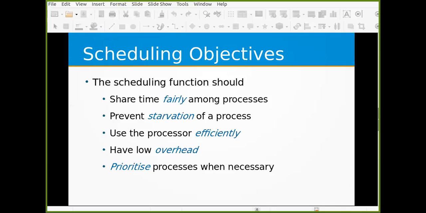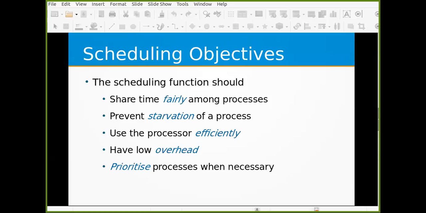Deprive of food, correct. So here, instead of that, we can say deprive of processor time. It should not happen that any one process is never assigned the processor because there are some other higher priority processes. That is another objective of scheduling: scheduling must be done in such a way that it prevents starvation of any process.